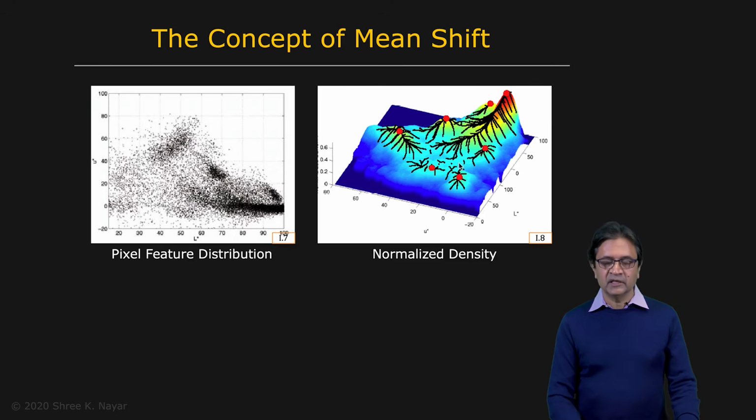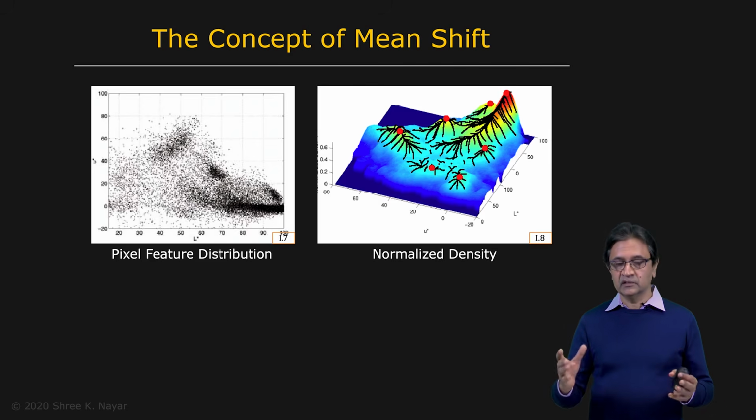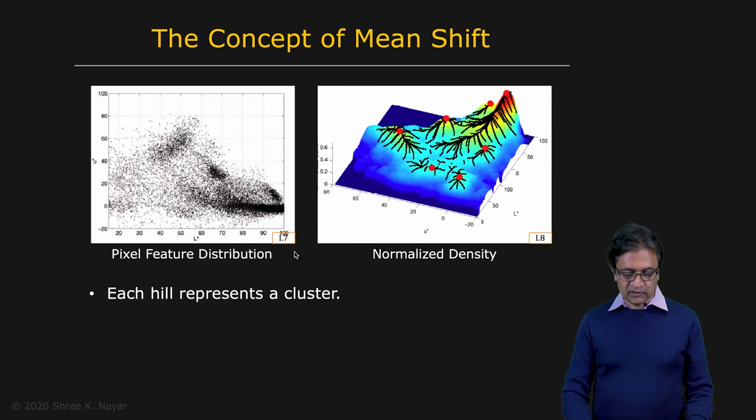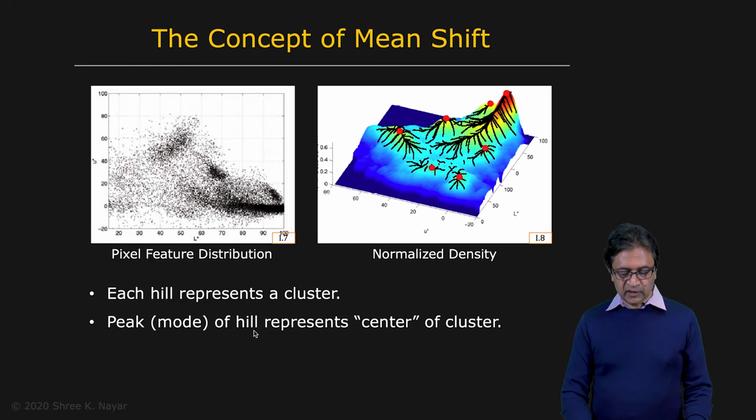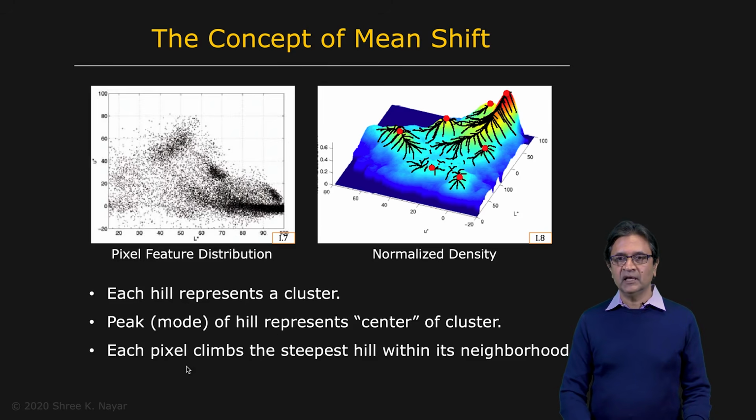So now, one can see this as a function which has hills, and each hill represents a cluster that we are looking for. And the peak or mode of the hill represents the center of the cluster. So what we're trying to do is essentially have each pixel, based on its feature value, climb the steepest hill within its neighborhood. So what does that mean? Let's take this pixel right here, sample pixel. The steepest hill is this one, so we want to make this pixel so-called climb the steepest hill as such. That's the pixel climbing the hill.